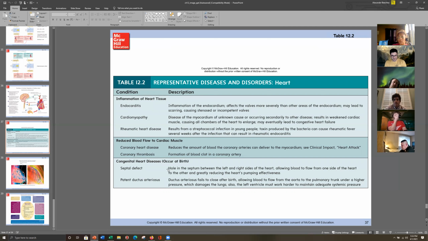I'm glad these are on here so I can remember them. But we can have septal defects, where we can have perforations or holes in the septum that separates each of the ventricles. And what that allows for is mixing of oxygenated and deoxygenated blood.